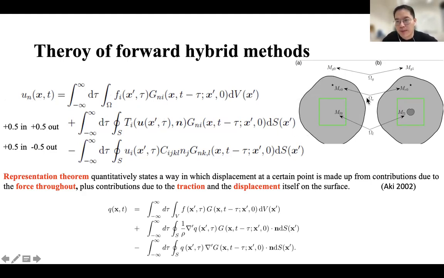In the global simulation, normally we only have body force, so we do not have these two parts. But in the box simulation, we do not have the force in our box, but we have these two parts. That means we need to impose traction and displacement exactly on the boundary.